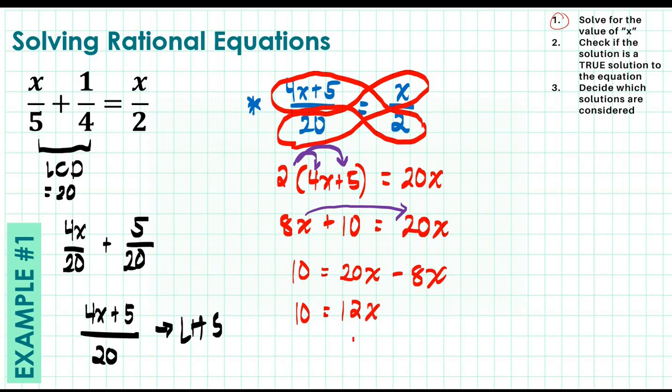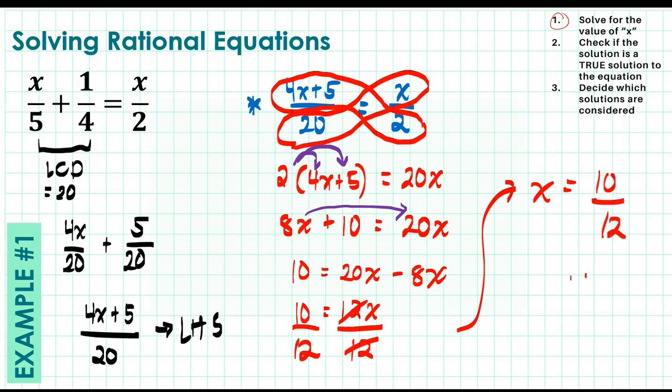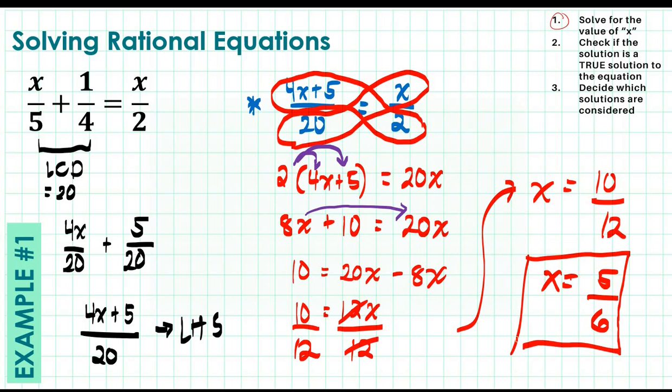And to finally isolate x, we divide both sides by 12. So, this will be cancelled, and therefore, the value of x will now become 10 over 12, or that is equal to 5 over 6. And this is now the value of x, and we are done with step 1.